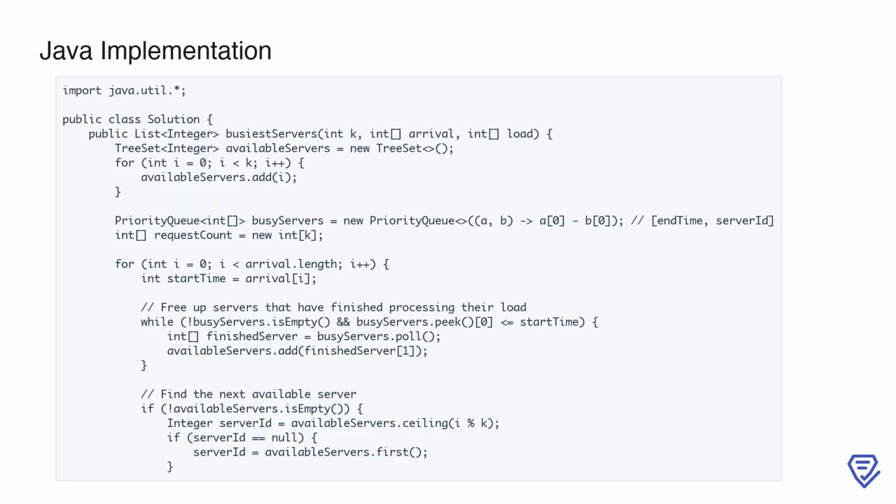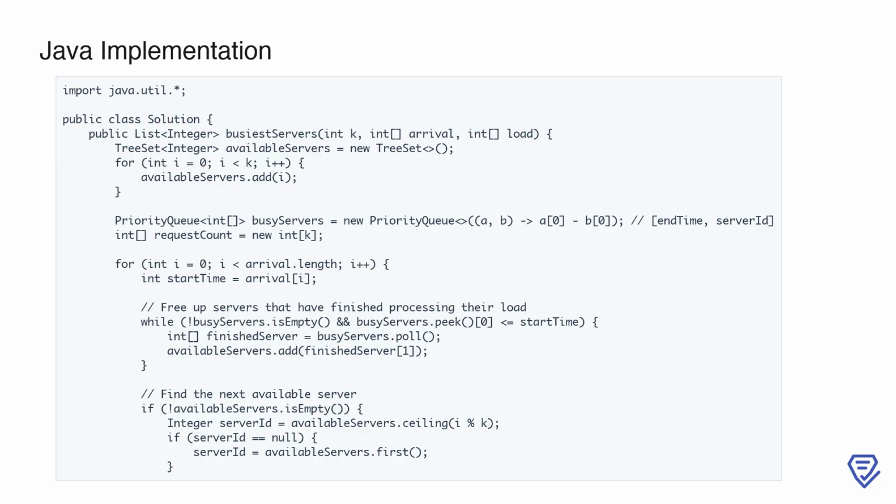Here, we start by defining the busiestServers method, which takes three inputs: the number of servers k, the arrival times of requests, and their respective processing times in the load array. We initialize a TreeSet called availableServers to keep track of all currently free servers, starting with all k servers marked as available. We also use a priority queue named busyServers to manage servers that are currently processing requests. This queue is sorted by the end times of the requests being processed, ensuring that the earliest free servers are prioritized. Additionally, we maintain an array requestCount to track how many requests each server has handled.